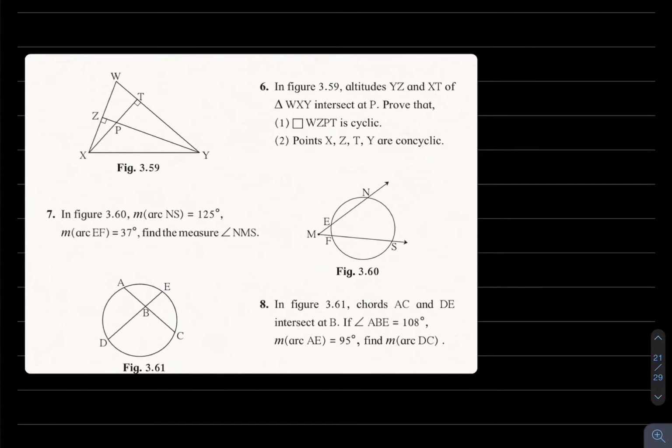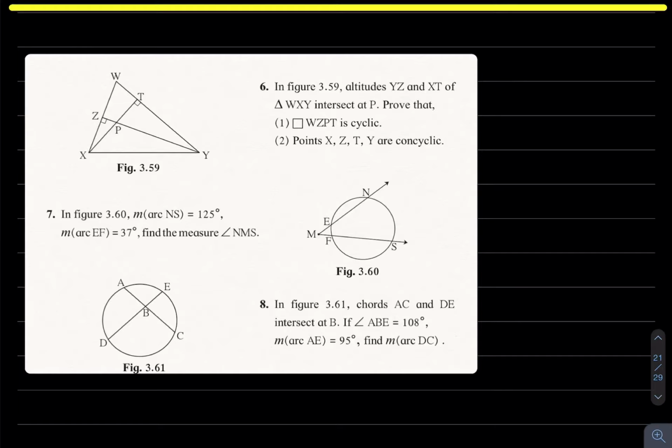So for the next question, in figure 3.59, altitudes YZ and XT of triangle WXY intersect at P. Then prove that quadrilateral WZPT is cyclic. So we will write the given: YZ is perpendicular to WX, and XT is perpendicular to WY. Now to prove that quadrilateral WZPT is cyclic, we need to prove that one pair of opposite angles is supplementary.